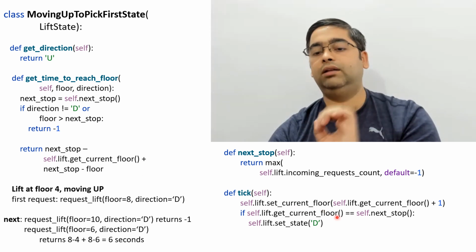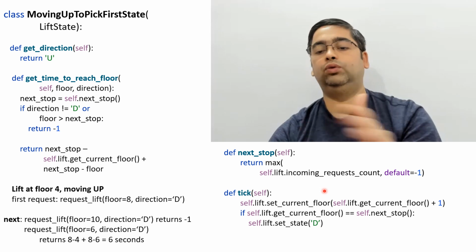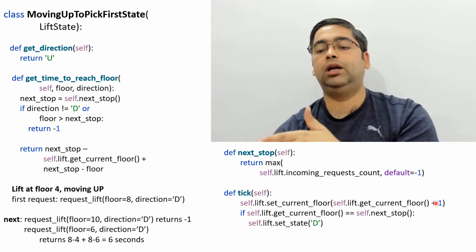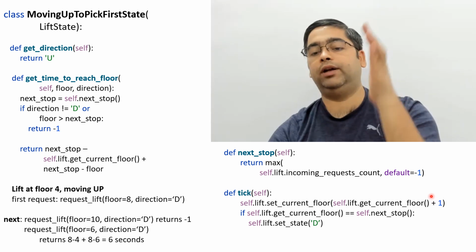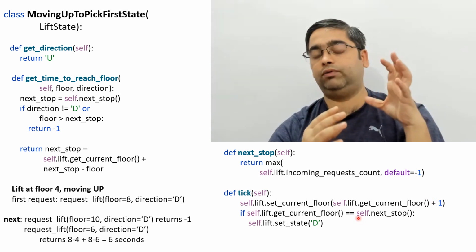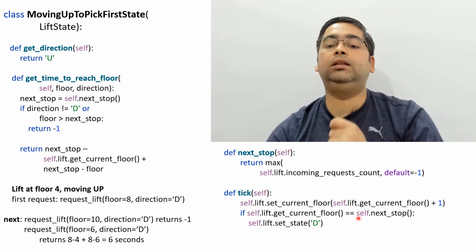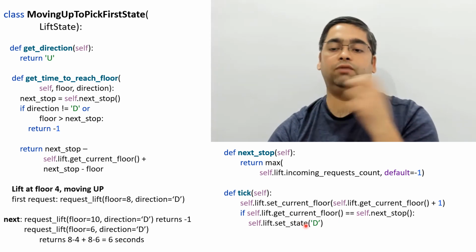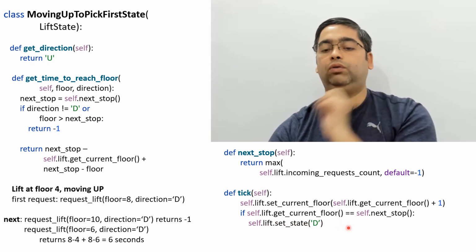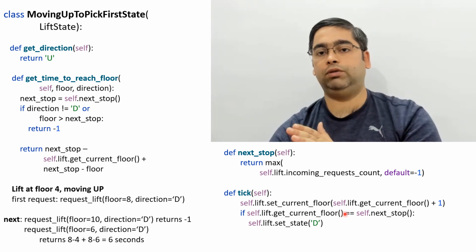For tick, again, there is no one inside the lift, so you do not want to remove any existing or incoming or outgoing request. You simply increment the current floor by 1, and if we have reached the next stop, that is the highest point, basically the floor of the first request, then this state will convert the lift into moving down state. So it calls the lift to convert its state into moving down state. This is how it will behave.